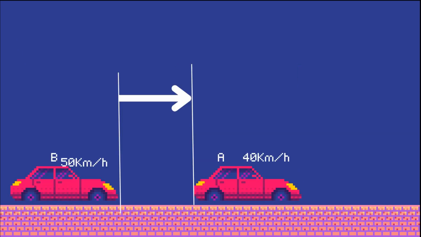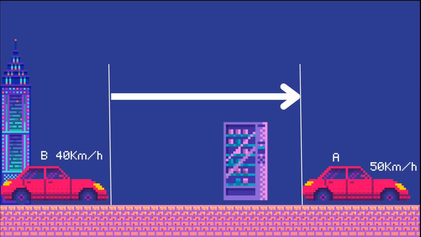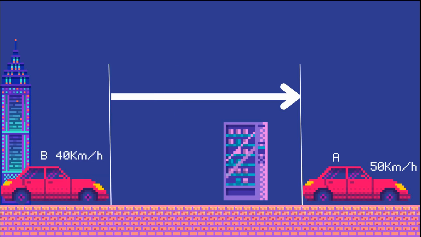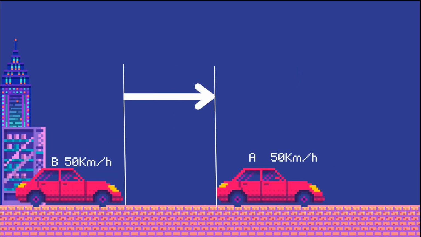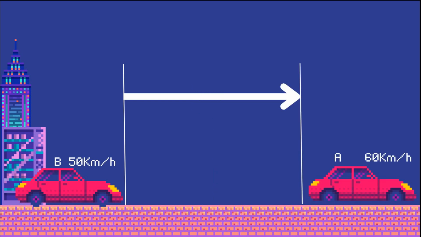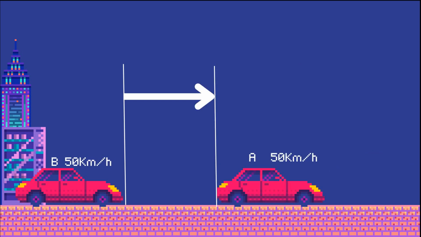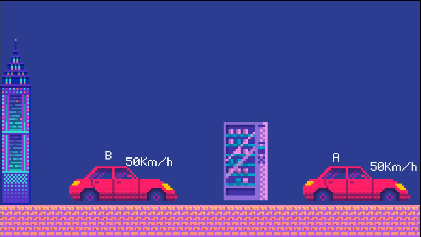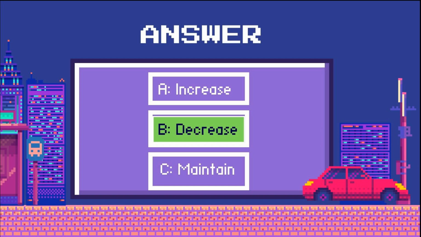The same happens if Vehicle A slows down. When Vehicle B slows down to 40 kilometers per hour, Vehicle B's safety distance increases because it is traveling at a slower speed than the vehicle in front, and the distance between the two vehicles increases gradually. The same happens if Vehicle A increases its speed. If both vehicles are traveling at the same speed, if they both increase or decrease their speed at the same time, the safety distance will remain the same as the speeds are equal. The correct answer is B, decrease.